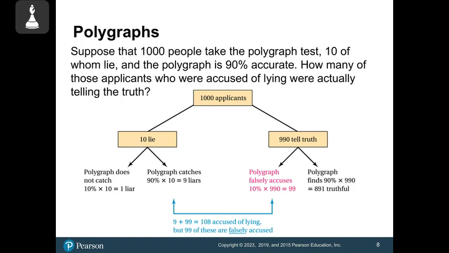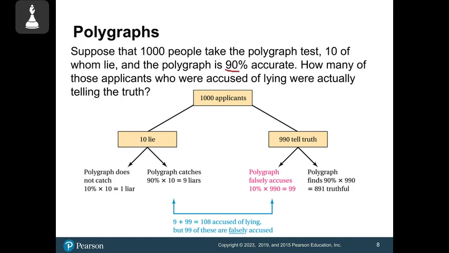Well, if we have 1,000 applicants total and we know 10 of them lie, that leaves 990 that we know are going to be telling the truth. Now, we can go off of here and determine what percent or how many of each group are going to be true positives, true negatives, things like that.